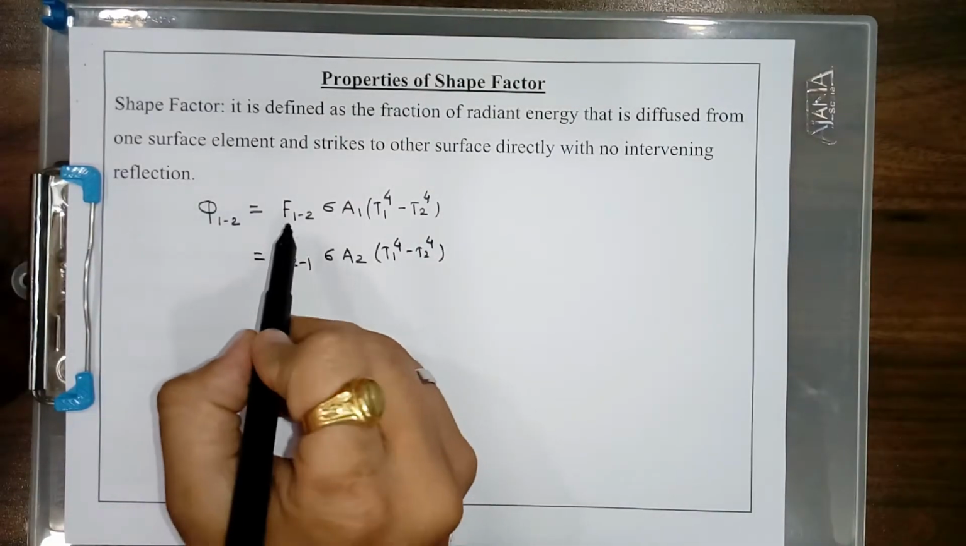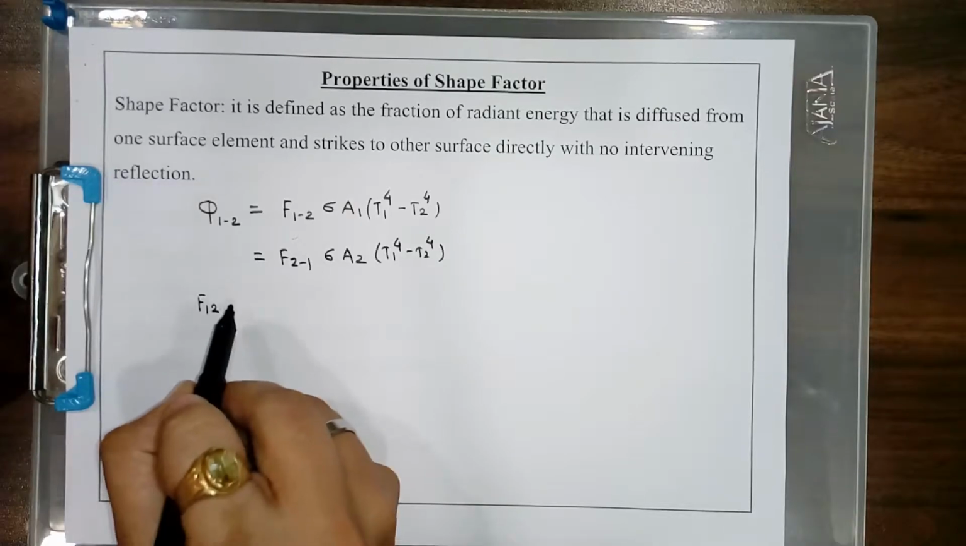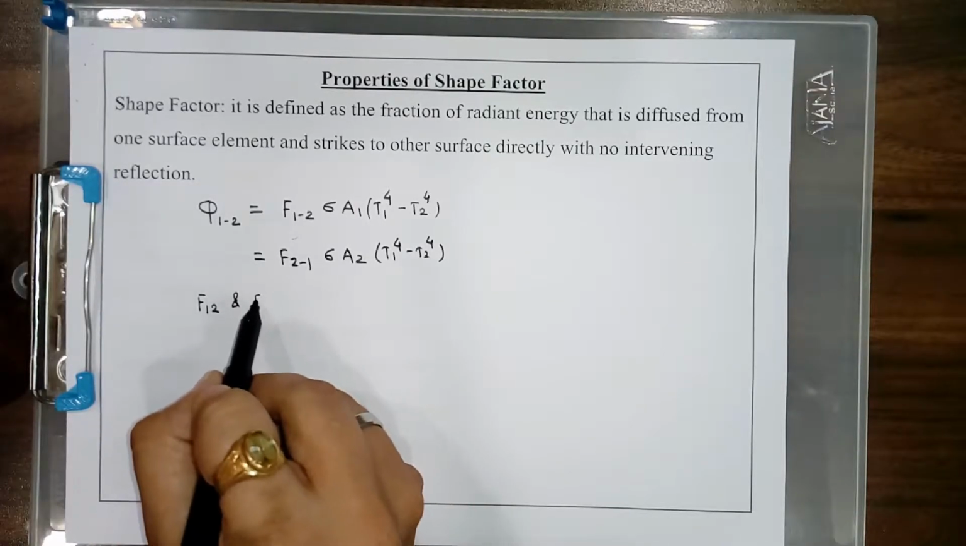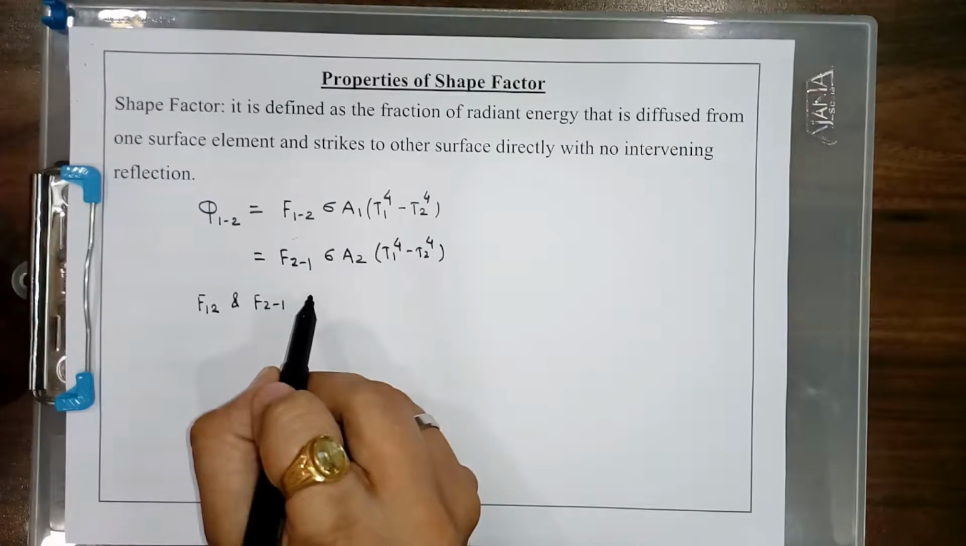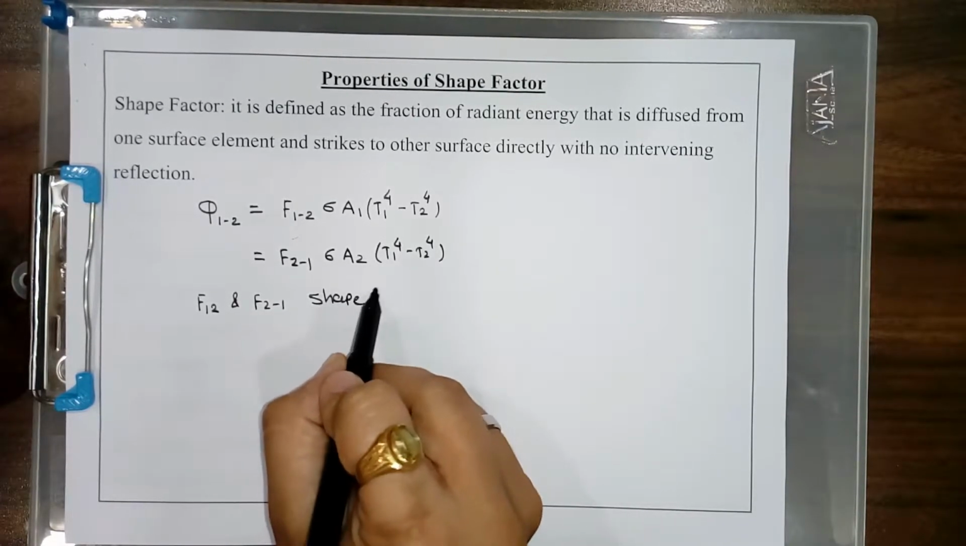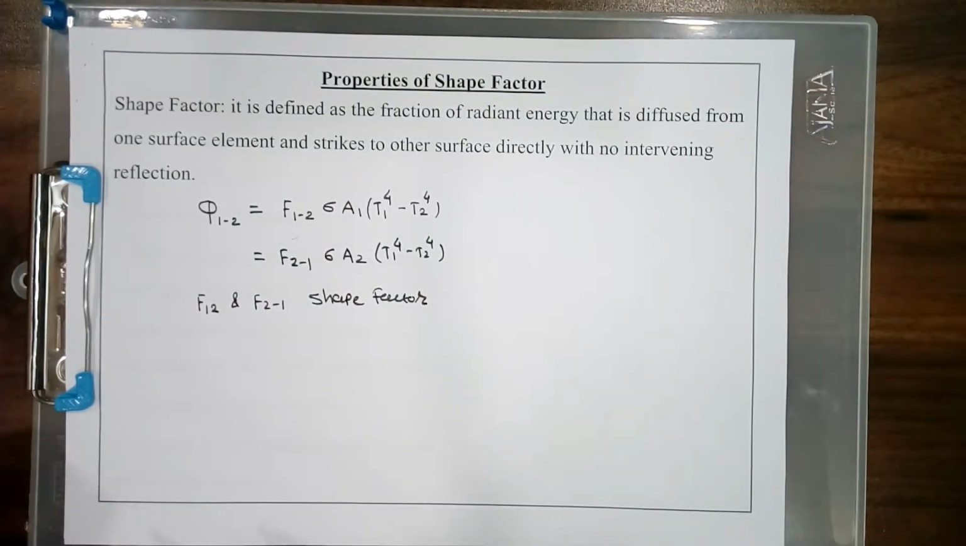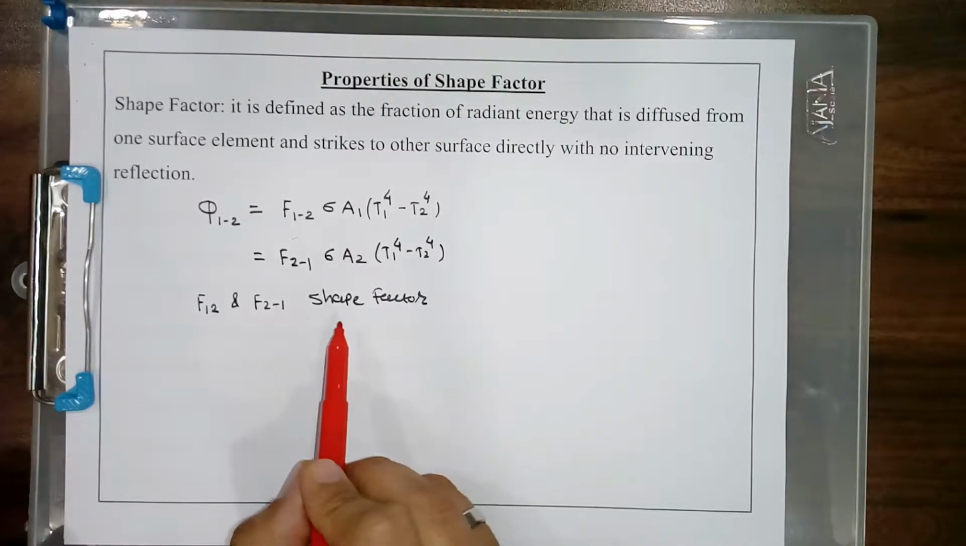In this expression, the terms F12 and F21 are known as the shape factor. In some literature, it is also called the geometric factor or configuration factor. In the previous lecture, I mentioned that we will discuss this topic in the next lecture. So today, in this lecture, we are starting with the shape factor.